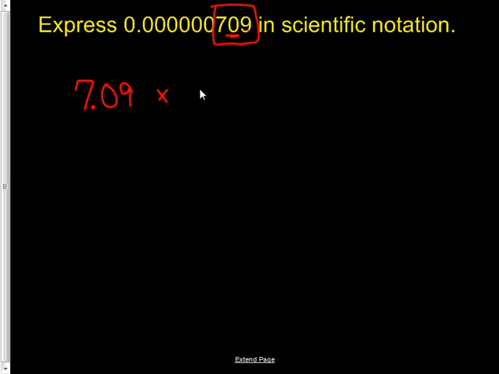Next, we always make it times 10 to the, and here's the question, what should the exponent be? Well, in this case, we're going to move the decimal 1, 2, 3, 4, 5, 6, 7 spots. So I'm going to say, hey, it's to the negative 7th power. When we move the decimal to the right, we use a negative exponent.